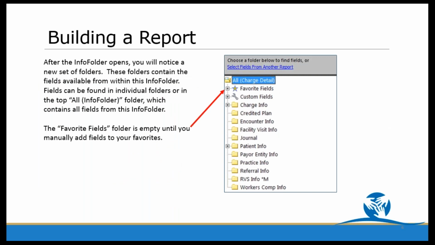So once you get into building a report, you're going to find all these different things here. If you like to click on just a specific folder within, let's say, the charge detail folder here, I can look at all of the details. I can say, no, I just want to look at the patient information first, pick those fields, and then maybe go into the charge information and pick those fields.